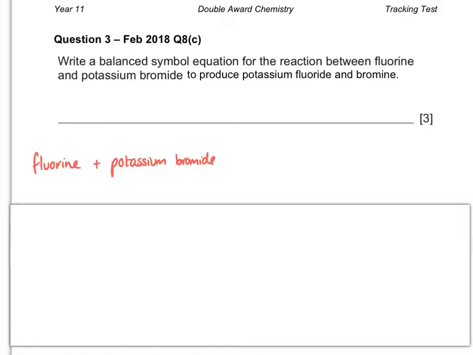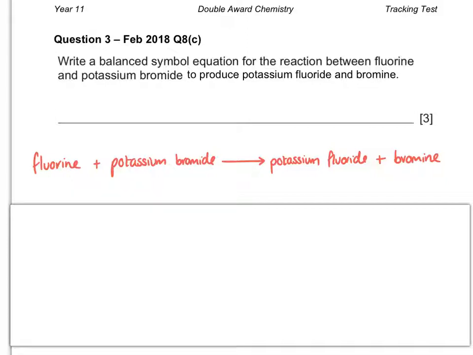Fluorine plus potassium bromide react together to produce... So that means I put my arrow there. And my products are then potassium fluoride and bromine. So they go on the right hand side of the equation. So there's our word equation written, and that just is helpful, and we can work our way underneath that.